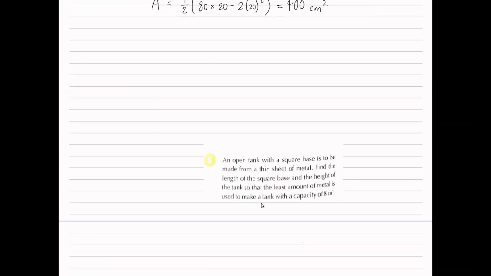An open tank with a square base. Actually, I'll just start a new page. Question 8. An open tank with a square base is to be made from a thin sheet of metal. Okay, so what's an open tank? Draw an open tank.